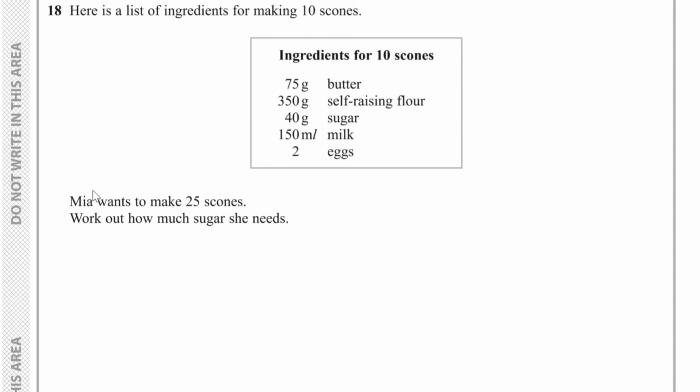Well, for 10 scones, she requires 40 grams of sugar. We want to find out how much we need for 25. So, we can first of all find out how many we need for 5 scones.